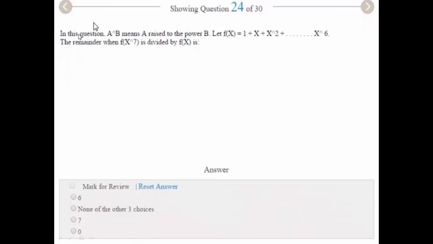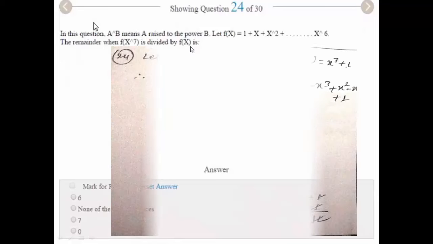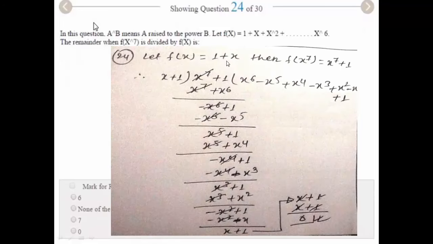Next one is, in this equation a to the power b, the expression f(x) is equal to that, and we need the remainder when f(x)^7 is divided by f(x). This is the solution. If f(x) equals 1 plus x, then f(x)^7 is x to the power 7 plus 1, and dividing x^7 plus 1 by x plus 1, we got remainder 0.